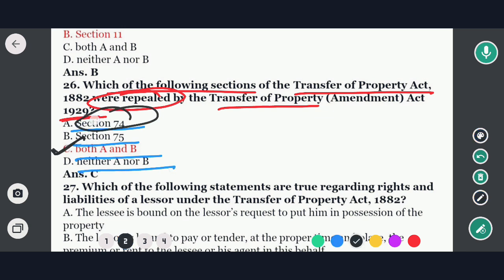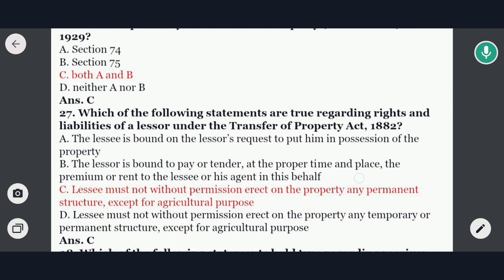That means both section 74 and section 75 of the Transfer of Property Act have been repealed by the Transfer of Property Amendment Act 1929. So in this case, Option C would be the correct answer. Okay, so now move to the next question.